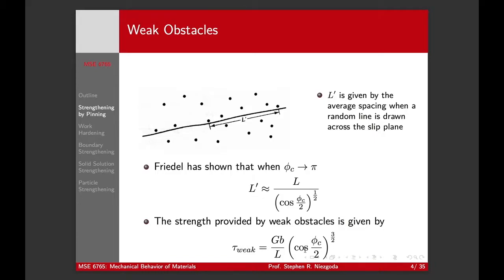And we can work through it, right? This is just the relationship between the nearest neighbor distance and L prime. This is just geometry. And if we plug that into the expression on the previous slide, and we replace L prime with L, we get this strength for weak obstacles. And so notice we're now raising this cosine term to a power that's more than 1. So that's going to reduce this faster. This part here is going to be smaller than if it was for a strong obstacle.